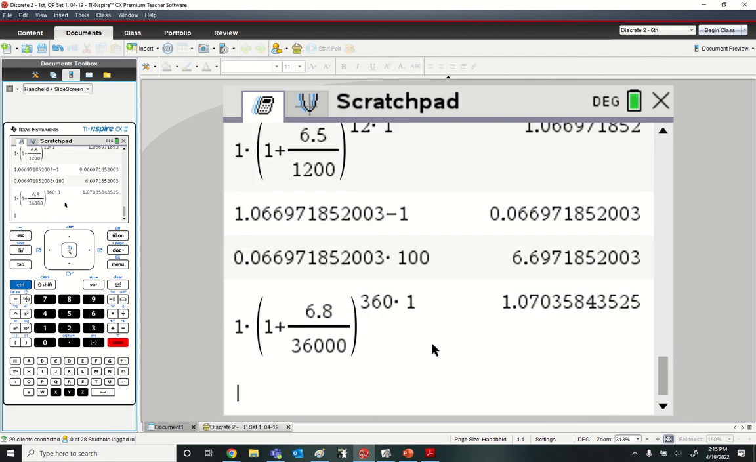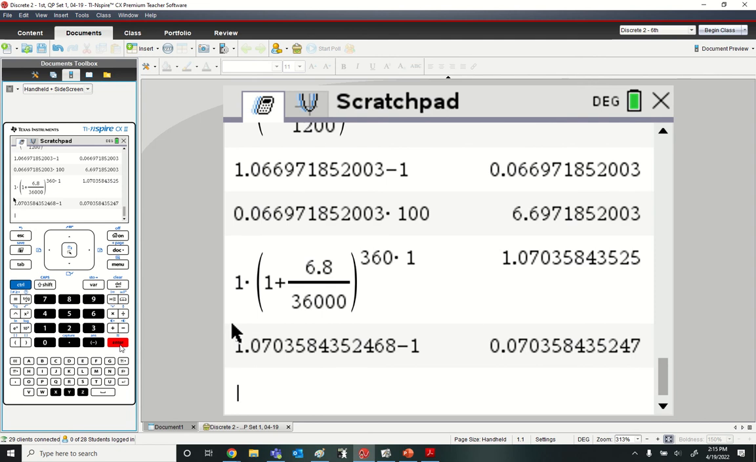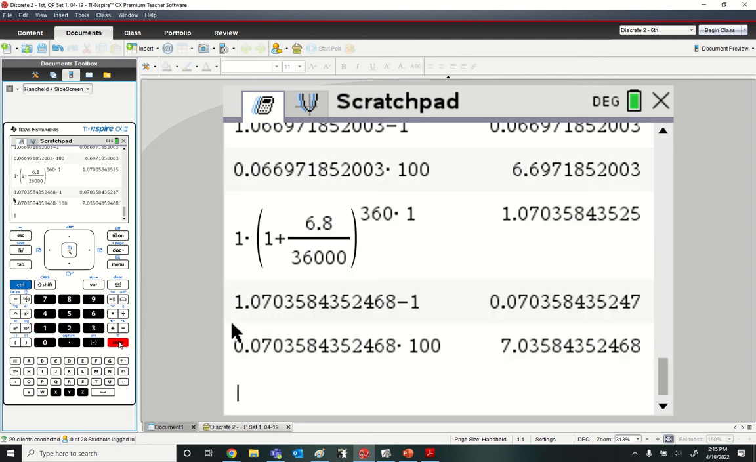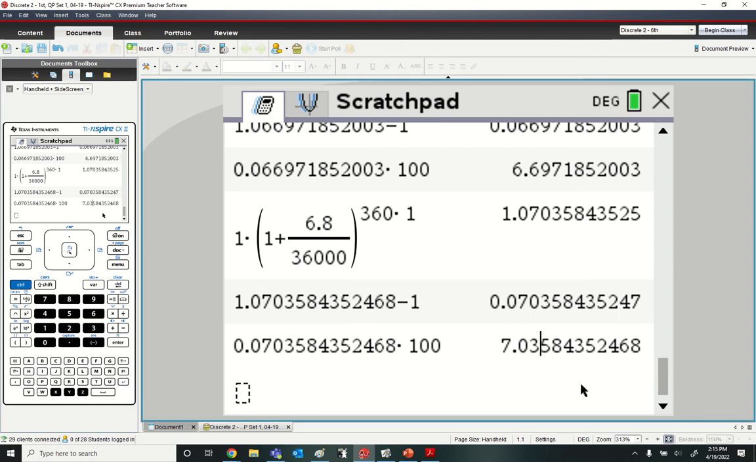All right, is this my answer? No. What do I got to do? Minus 1, and then multiply by 100. So we get 7.04. There we go.